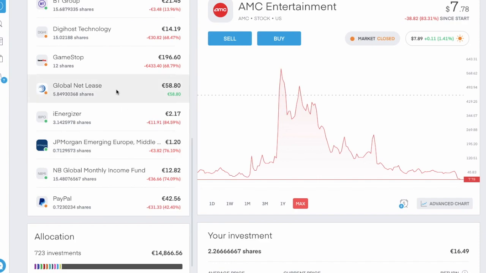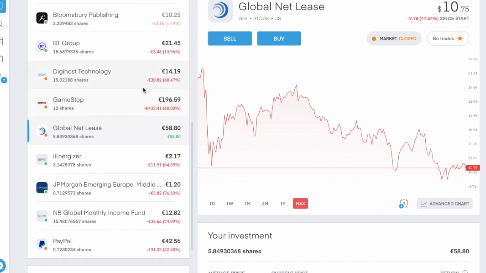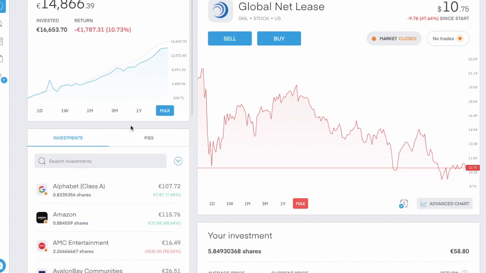This is new. Global Net Lease. Yeah, if you use Trading212, you may have seen this happen before where you have, like, I've got 5.84 shares in this. It's worth 58.80 and that's a profit of 58.80. So it's a little thing that I think Trading212 should fix, is that this company used to be Necessity Retail, then they were bought by Global Net Lease. So the amount of money that I had invested in Necessity Retail, let's say it was €50, this amount here, how much invested, that went down by 50.